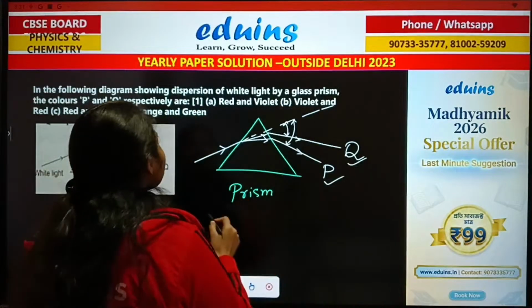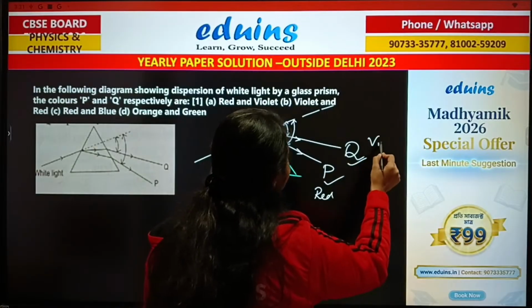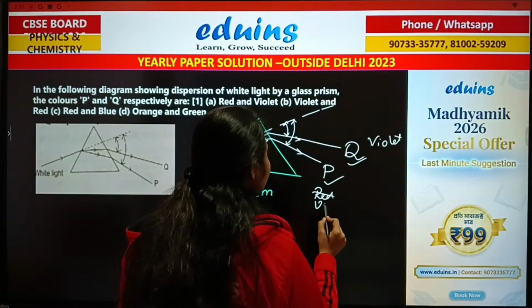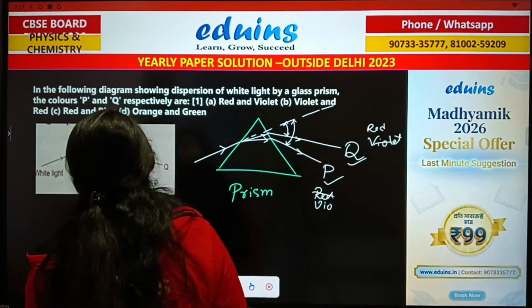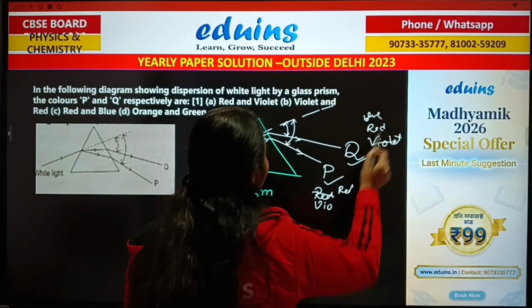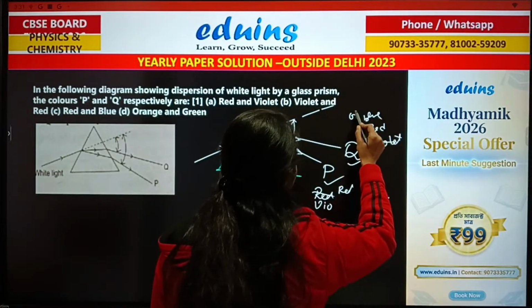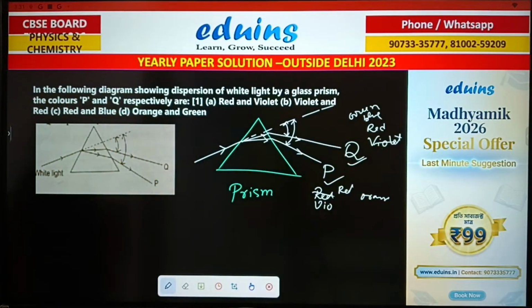Option A is red and violet, that means this is red and this is violet. For option B, this is violet, this is red, and for option C, red and blue, that means this is red and this is blue. And for option D, this is orange and this is green. So what will be the correct answer? What will be the colors of P and Q respectively?